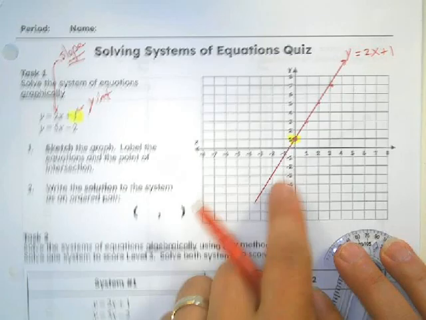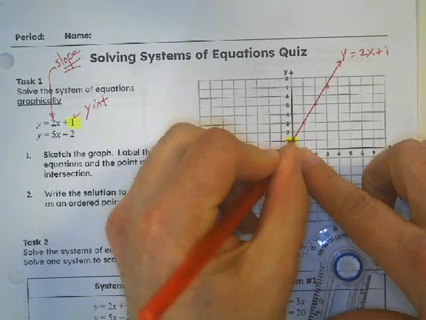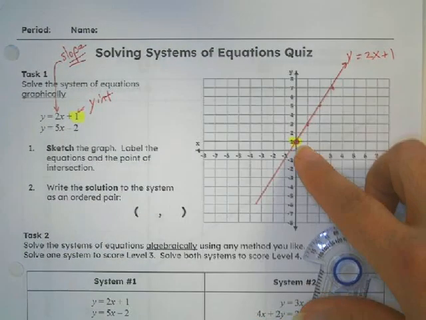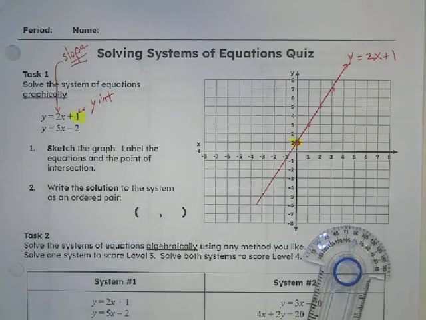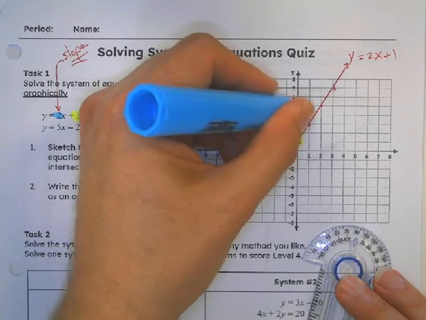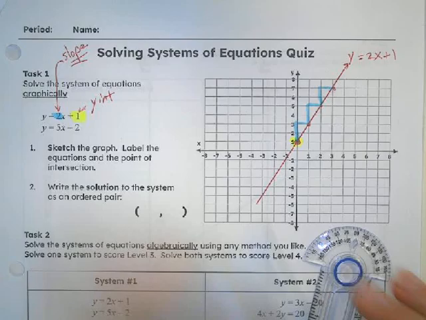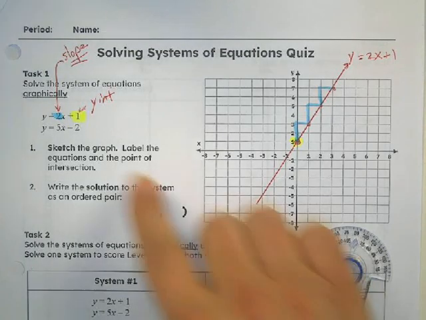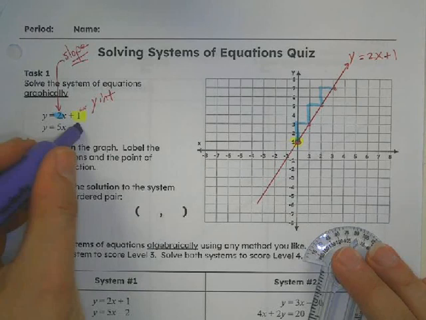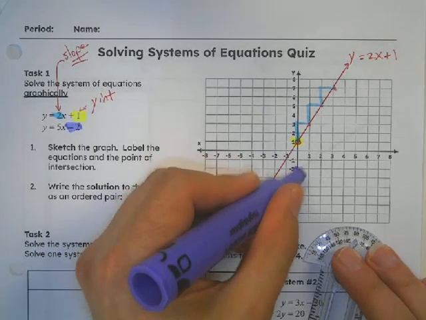I saw a lot of people get the correct y-intercept, but they got the slope incorrect. They didn't go up 2 over 1, up 2 over 1, right? Now the next one has a y-intercept of -2, so I'm going to go down here to -2.